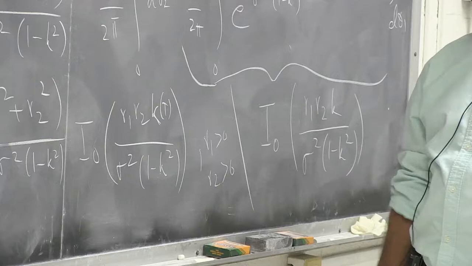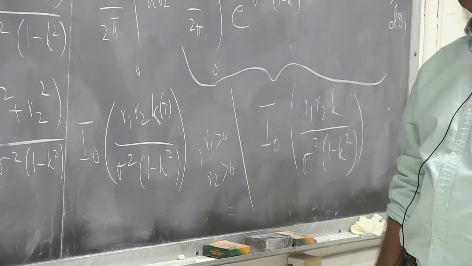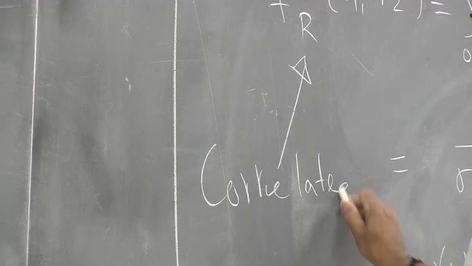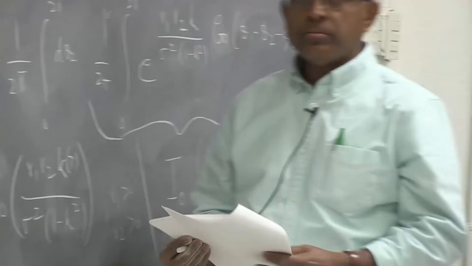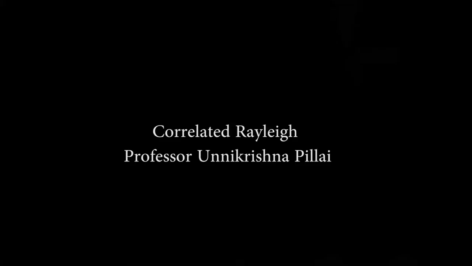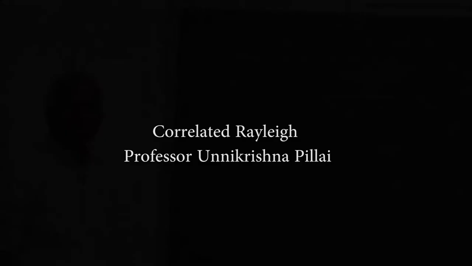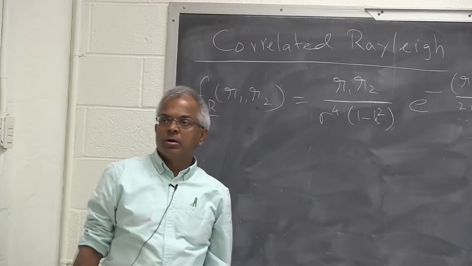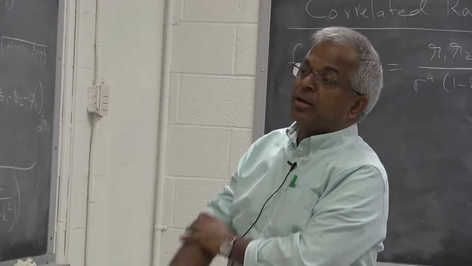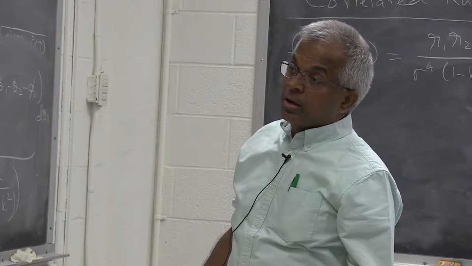This is the joint density function for r1 and r2. As we know, r1 and r2 are both separately Rayleigh. So this is actually two correlated Rayleigh random variables. So the question is, how much is the correlation between r1 and r2? That's where we are going to go. So these are the correlated Rayleigh random variables r1 and r2. And actually, we know since r1 is the square root of x squared plus y squared, where x and y are identical, zero mean, equal variance, and independent, r1 and r2 are separately Rayleigh.